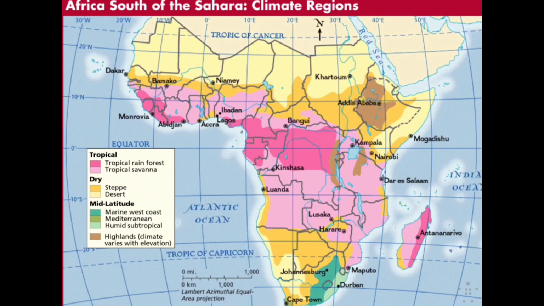Because of the variations in climates, which you can see here, there are many different biomes found here. Because there's a lot of different biomes, you have a lot of people that are living off of the land because the land can provide an abundance.